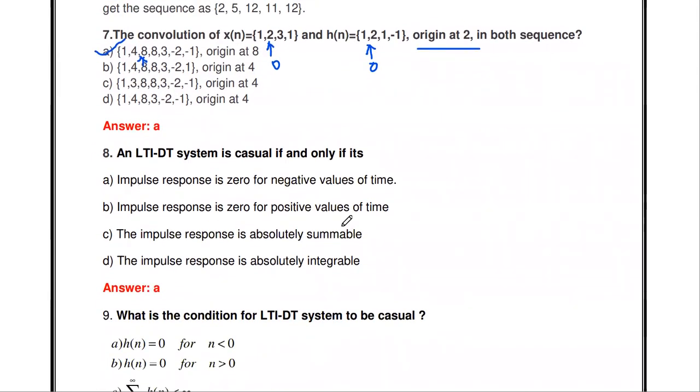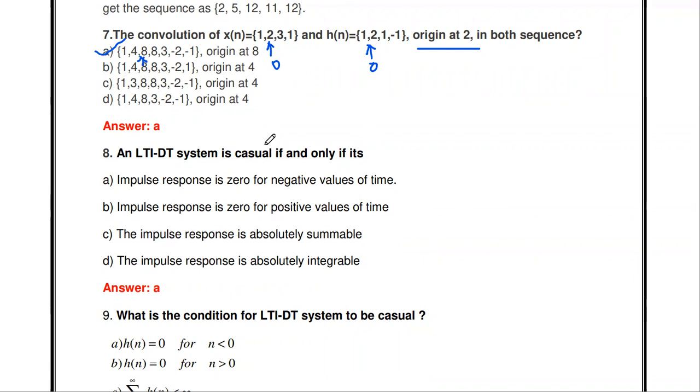Next, we are going to discuss the causality and the stability of the discrete time system. It's a very important topic in terms of 1-mark questions as well as 2-mark questions. First, you see, an LTI DT system is causal if and only if the following is given. One, the impulse response is 0 for negative values of time. Two, the impulse response is 0 for positive values of time. Three, the impulse response is absolutely summable. Four, the impulse response is absolutely integrable.